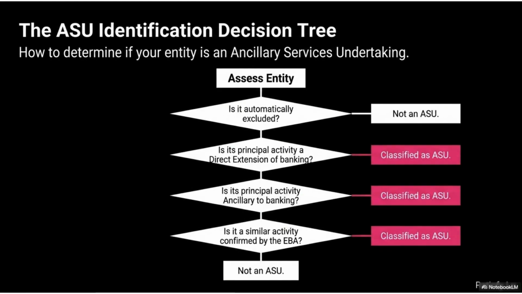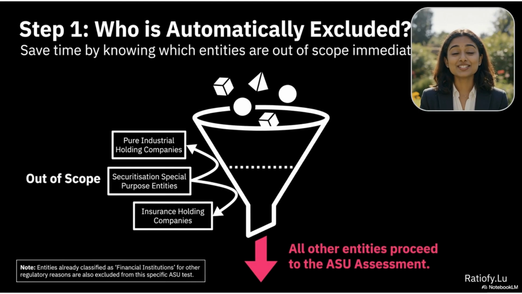To determine if your entity is an ASU, use this decision tree. It starts with checking for automatic exclusions, then assesses whether the activity is a direct extension of banking, ancillary to banking, or an activity confirmed by the EBA. Step 1 is knowing who is automatically excluded, such as pure industrial holding companies, securitization special purpose entities, and insurance holding companies. All other entities must proceed to the full ASU assessment.